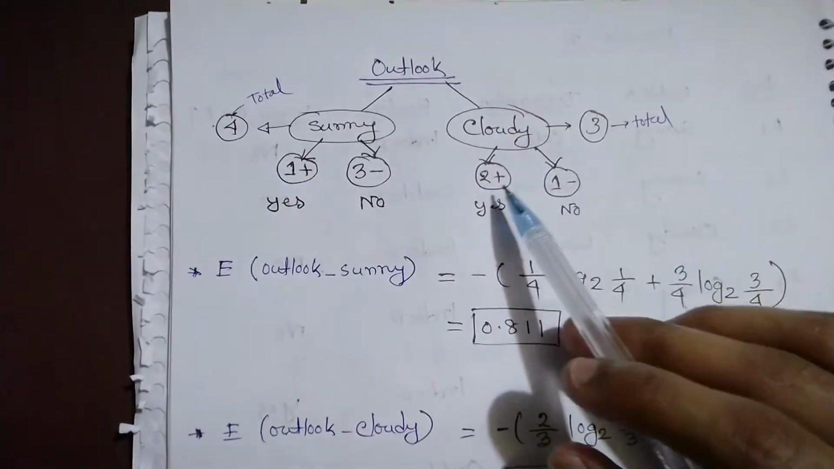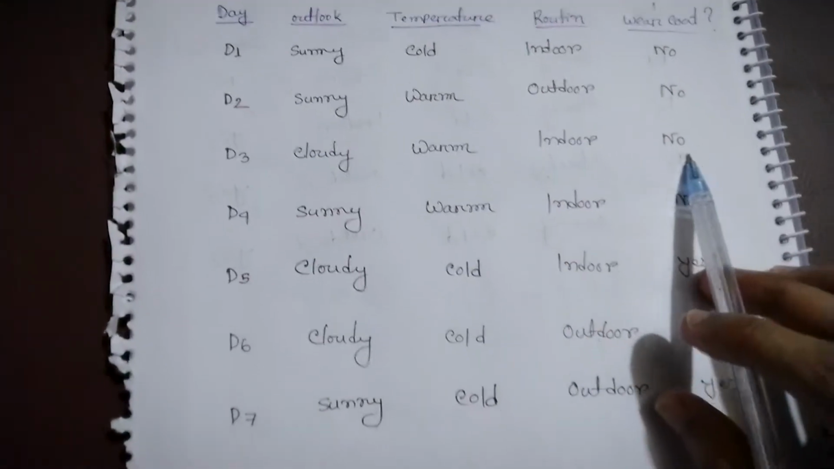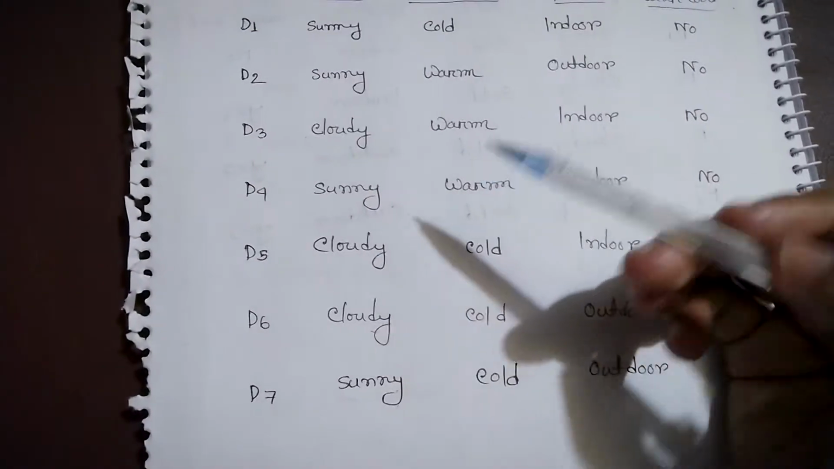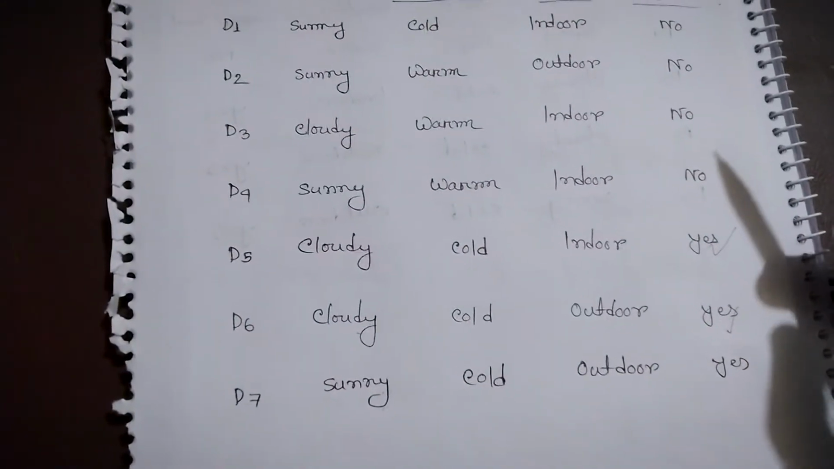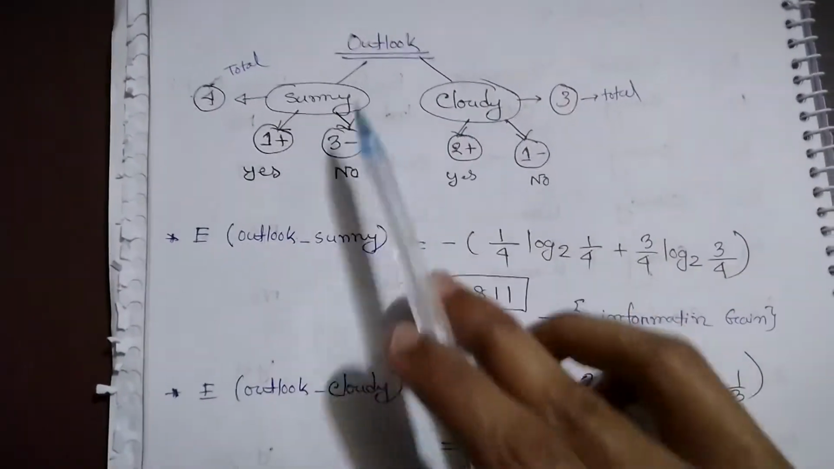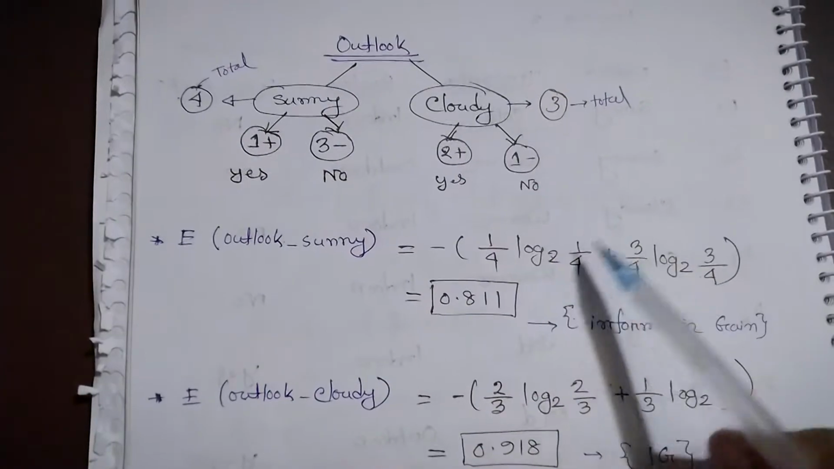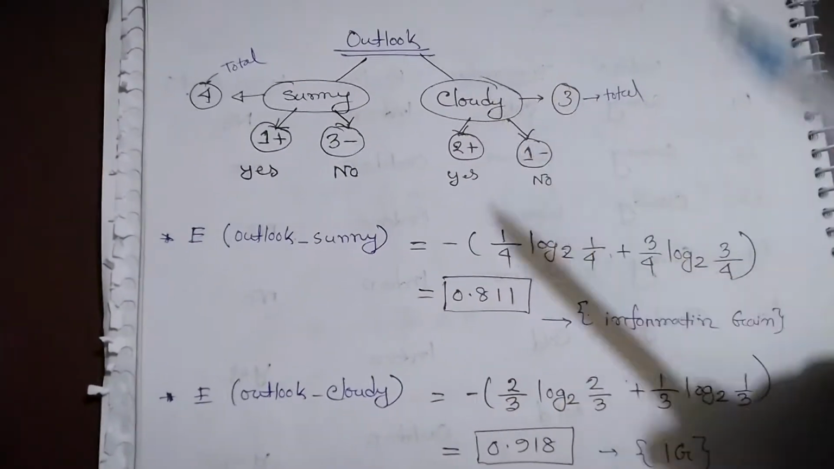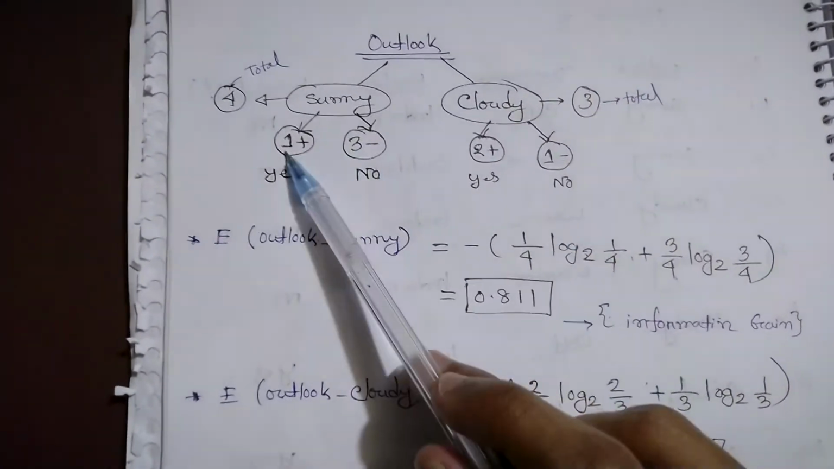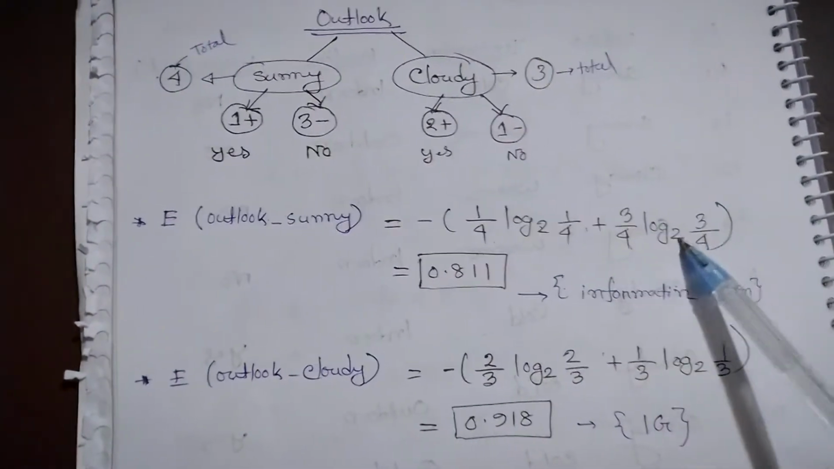And in cloudy we have 2 yes and 1 no. In cloudy, 1, 2, 3 cloudy, and 1 no, 1 yes, 2 yes. So in the 3 total cloudy, we have 2 yes and 1 no. Now we need to find the entropy of outlook sunny. The entropy of outlook sunny is minus 1 by 4 log 2 1 by 4, which is the positive part, because there is only 1 yes, and the total outcome is 1 plus 3, which is 4. So minus 1 by 4 log 2 of 1 by 4 minus 3 by 4 log 2 of 3 by 4.